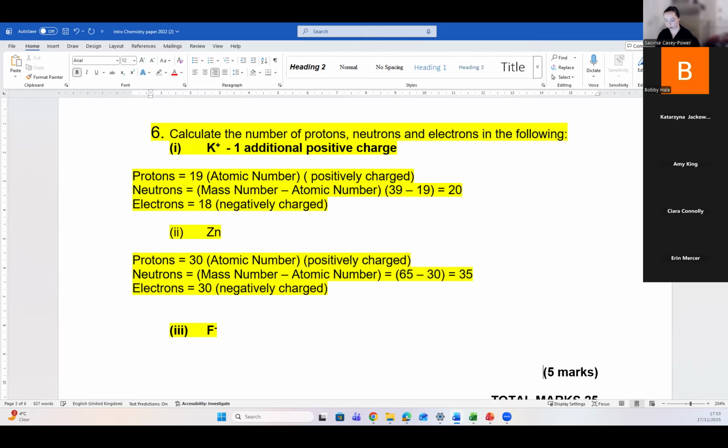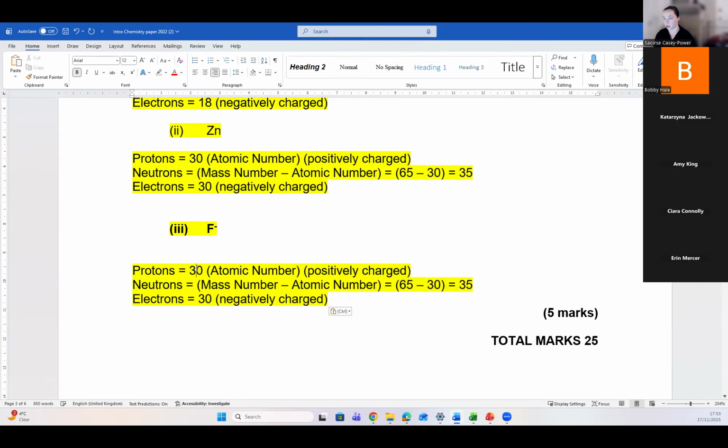Okay, so we'll go through that last example then, just to finish off this question. Fluorine then, so that is our ninth element on the periodic table. So we should have 9 protons there for our atomic number. Looking at the same element, fluorine has a mass number of 19. I'm going to take away my atomic number to give me my number of neutrons, and I should have 10 neutrons there.